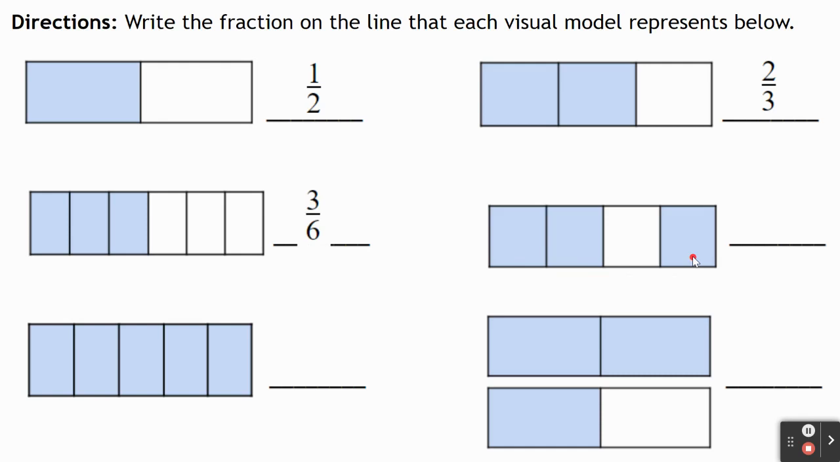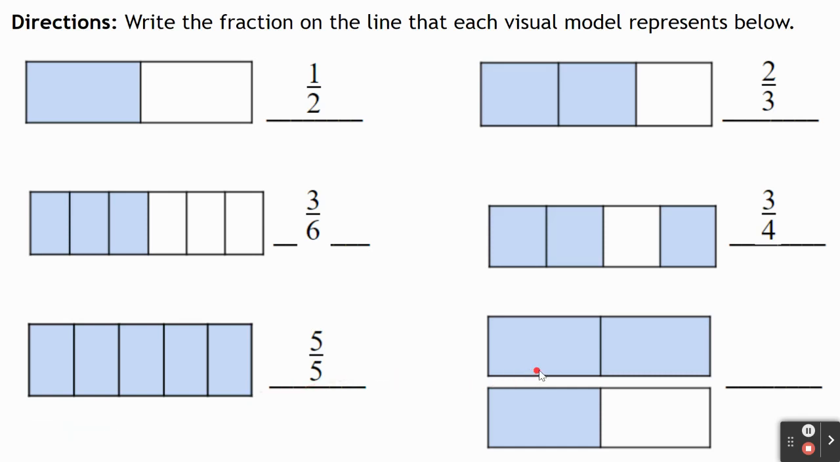In this next model, we have 3 parts shaded. Even though they're not all together, there are still 3 parts shaded out of 3, 4 parts. This represents 3/4. In this next one, we have 3, 4, 5 parts shaded out of 5 parts. So we have 5/5 shaded, which also means we have the entire model shaded. So this equals one whole.